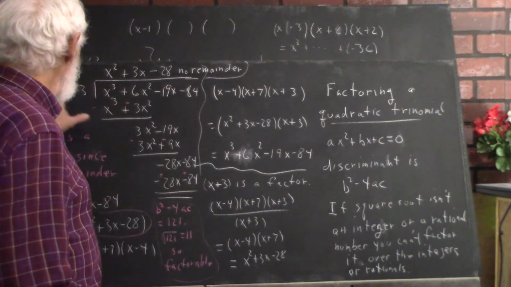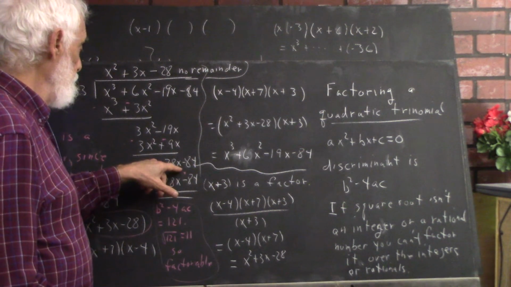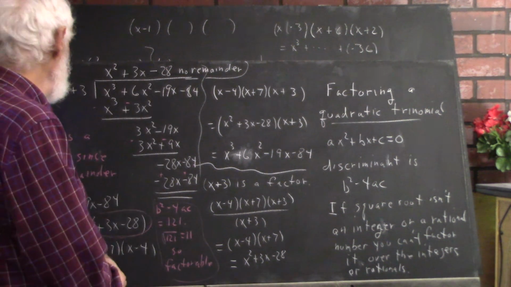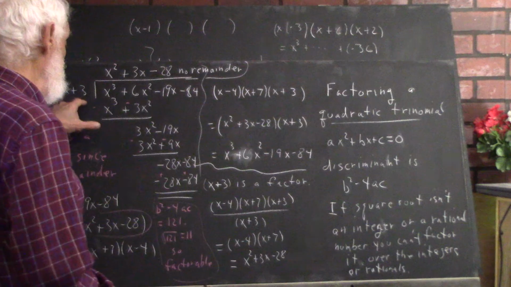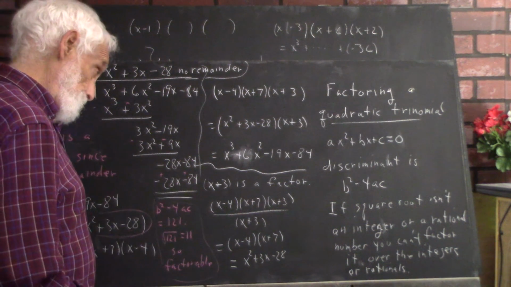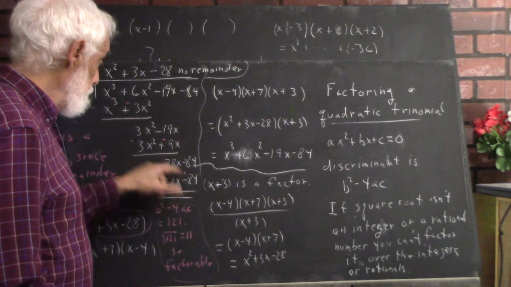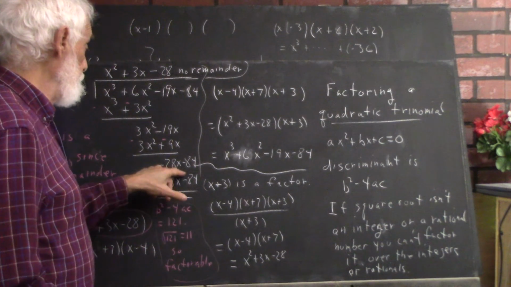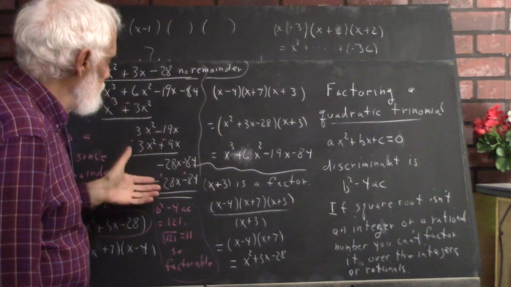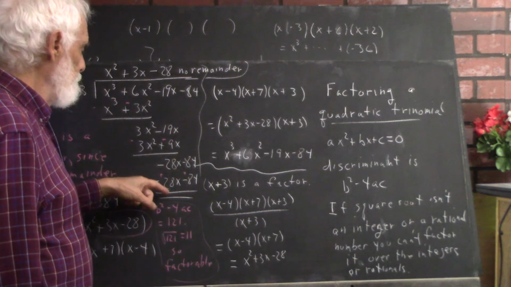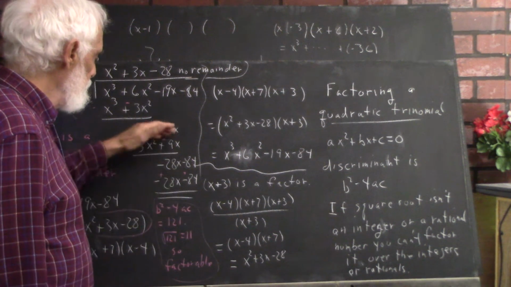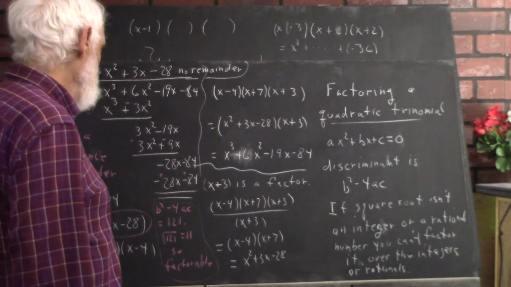Then you divide x into negative 28x, and you get negative 28. Multiply negative 28 by x plus 3, here's what you get. Now, you've got to subtract this from this, so you change these signs to little reminder signs to show you that you're in fact going to do plus 28x and plus 84 to subtract this thing, and it subtracts off, and you've got it.